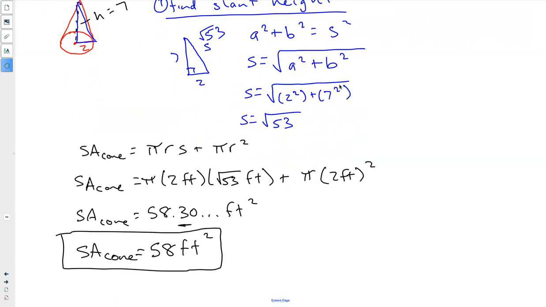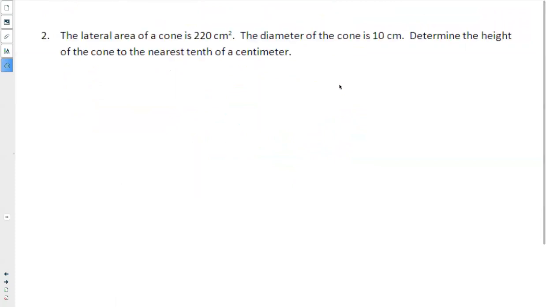All right. Last one for today's lesson. Okay. So we know the lateral area is equal to 220 square centimeters.